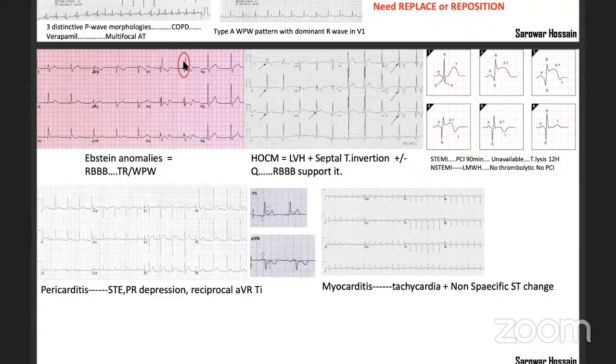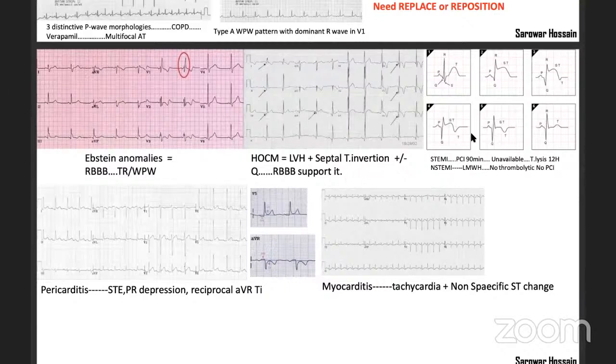So RSR pattern with the T wave, this one. Another will be a short PR with WPW, same like this. How do we know? Basically, Q waves in leads 2, 3, aVF along with the lateral leads, and gradual R wave regression will be there, plus septal T wave inversion, plus or minus RBBB supporting it.